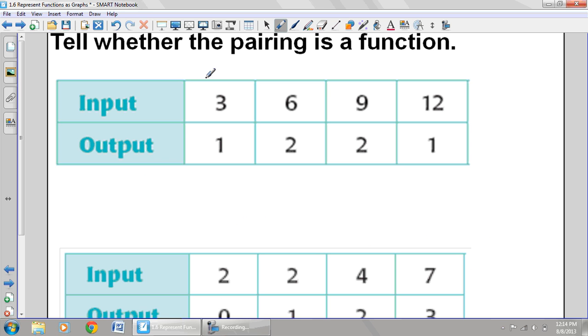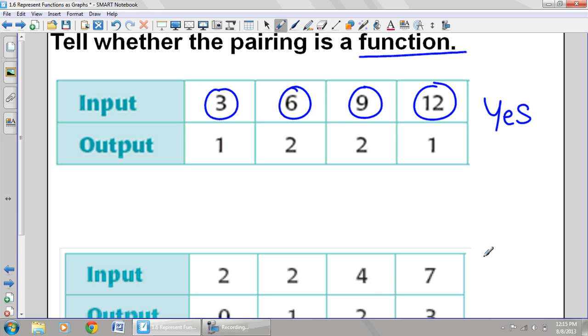Now tell whether the pairing is a function. Now look at the input. When I put a 3, 6, 9, 12, I am getting an answer for each one. So in this case, it'll be a yes. And one of the easy ways to check and see if it can be a perfect function machine is to look for all the inputs to be different.